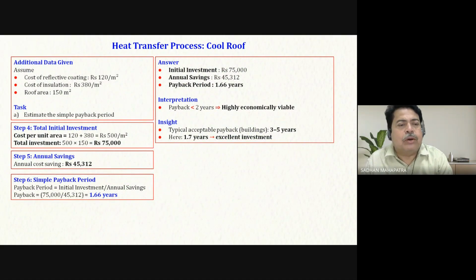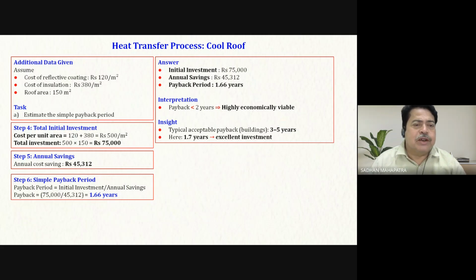Now, if I look at the payback period in this case, the cost of reflective coating is 120 per meter square. Cost of the insulation is rupees 380 per meter square. The roof area is 150 meters square. What will be the payback period?